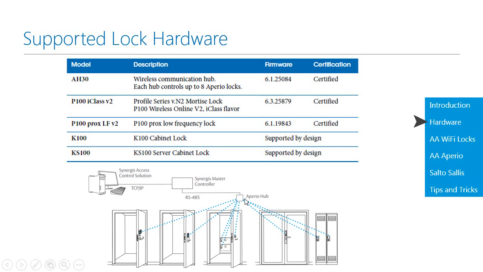Now in terms of the hubs, we can have 8 of them connected to each SMC channel, and up to 8 locks can be connected per hub. As we mentioned previously, if you're going to be putting a lot of locks on the SMC, it would be a good idea to spread them out over the 4 available SMC channels.